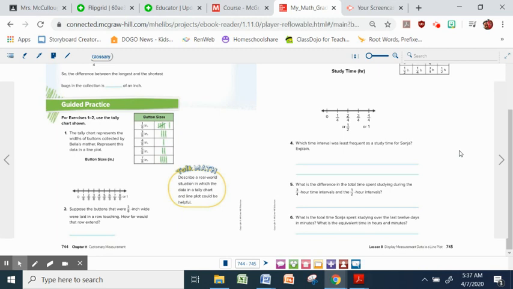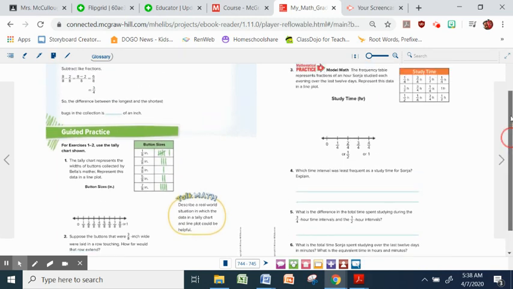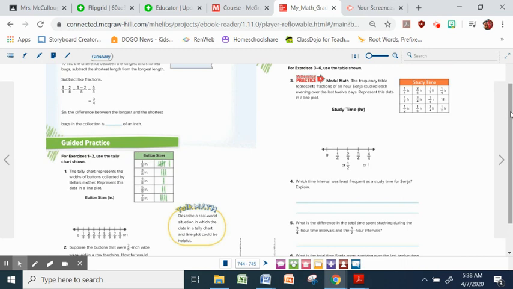Here we go. My problem is asking me: the frequency table represents fractions of an hour Sonja studied each evening over the last 12 days. Represent this data in a line plot. So this is my frequency table. This is the data, exactly the same as what we did yesterday. It's really awesome that they gave you the data, because all you have to do is plot it. Here, this is the study time in terms of hours.